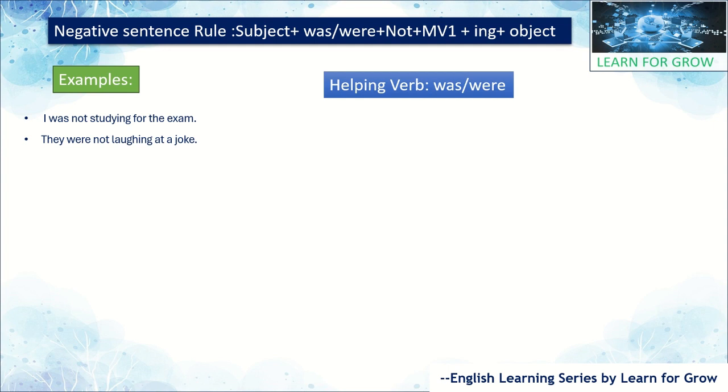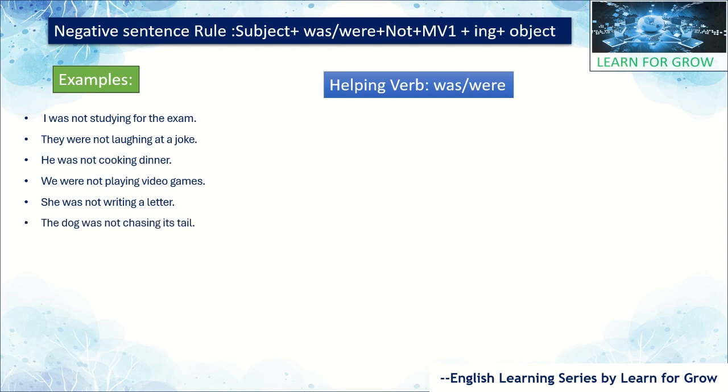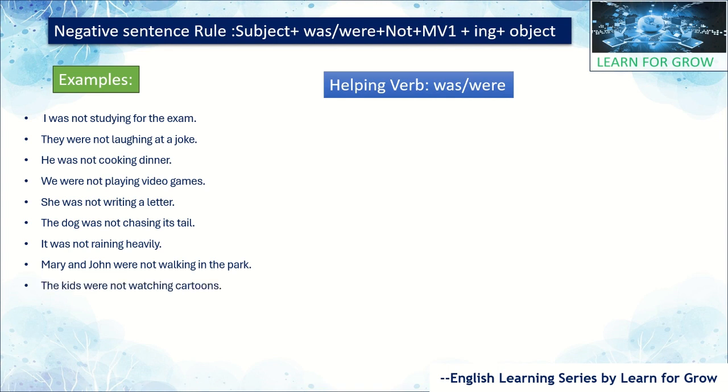Based on the structure we have given the examples, like that we have a few more. They were not laughing at a joke. He was not cooking dinner. We were not playing video games. She was not writing a letter. The dog was not chasing its tail. It was not raining heavily. Mary and John were not walking in the park. The kids were not watching cartoons.